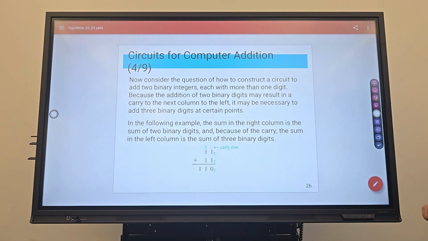Now consider the question of how to construct a circuit that can add two binary integers, each with more than one digit. Because the addition of two binary digits may result in a carry to the next column to the left, it may be necessary to add three binary digits at certain points. In the following example, the sum in the right column is the sum of two binary digits, and because of the carry, the sum in the left column is the sum of three binary digits.